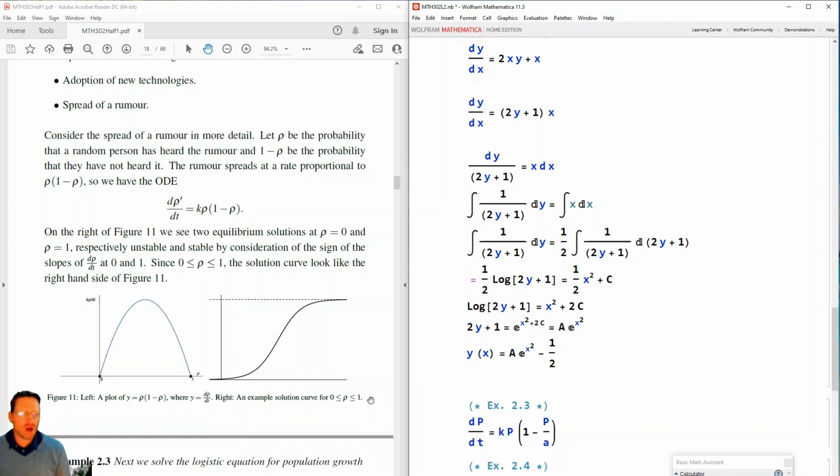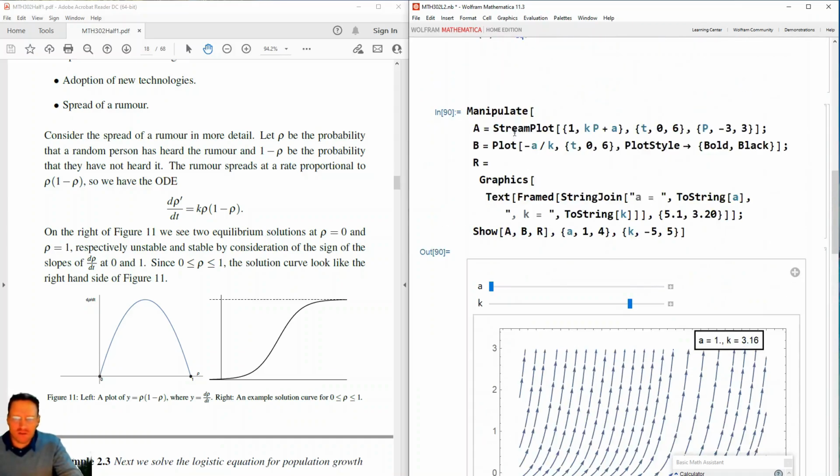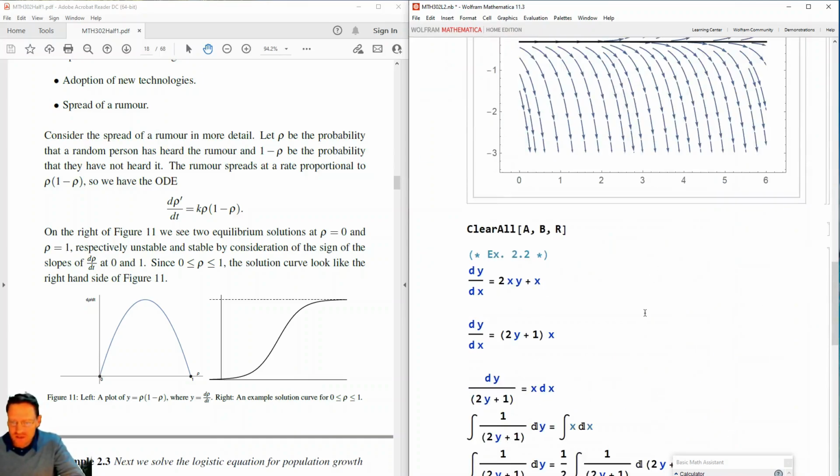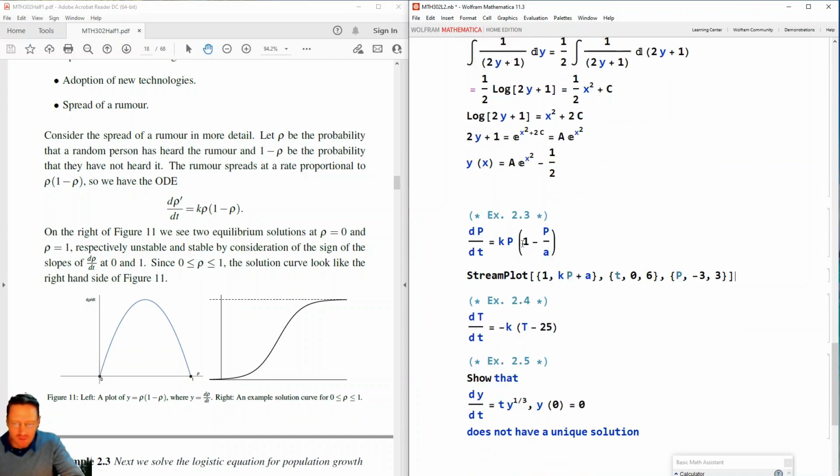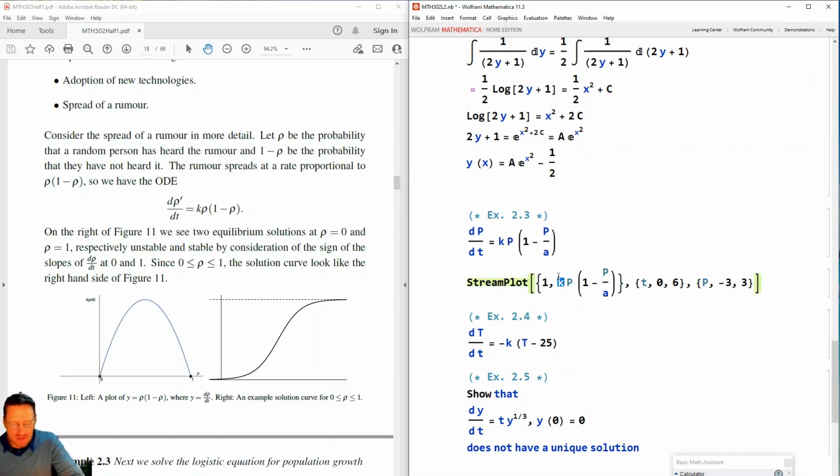On the right of figure 11, we see 2 equilibrium solutions at rho equals 0 and rho equal 1, respectively. Now, this particular curve here is just one of the trajectories that we have. So perhaps I should take this and draw a similar situation. So let's go ahead and do that here. Just put it right under this. Okay, now I'll just take this one. I'll choose a particular k value. Let's just say k is 1 and a is 1. And let's just sketch these trajectories.